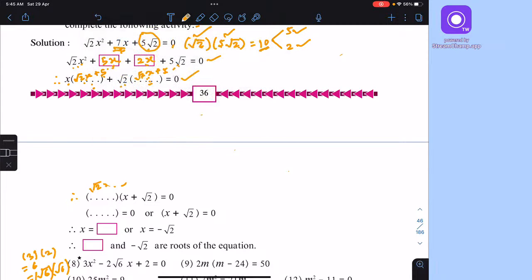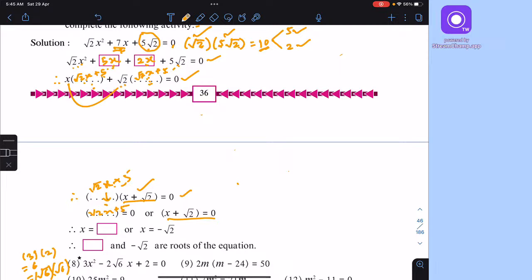Root 2x plus 5. You have to write here, and the common thing is x plus root 2 that will remain here, is equal to 0. Now when the product of two terms is 0, either the first term is 0 or the second. So here you can take root 2x plus 5 is equal to 0 or x plus root 2 is equal to 0.